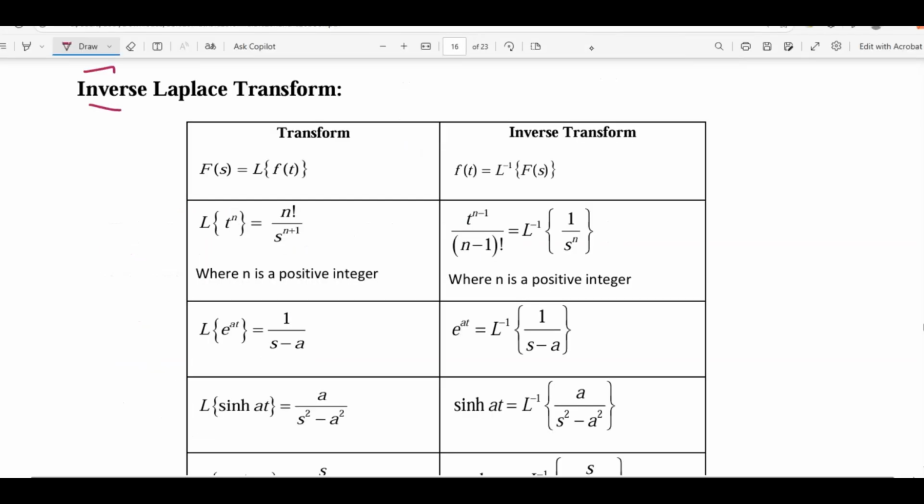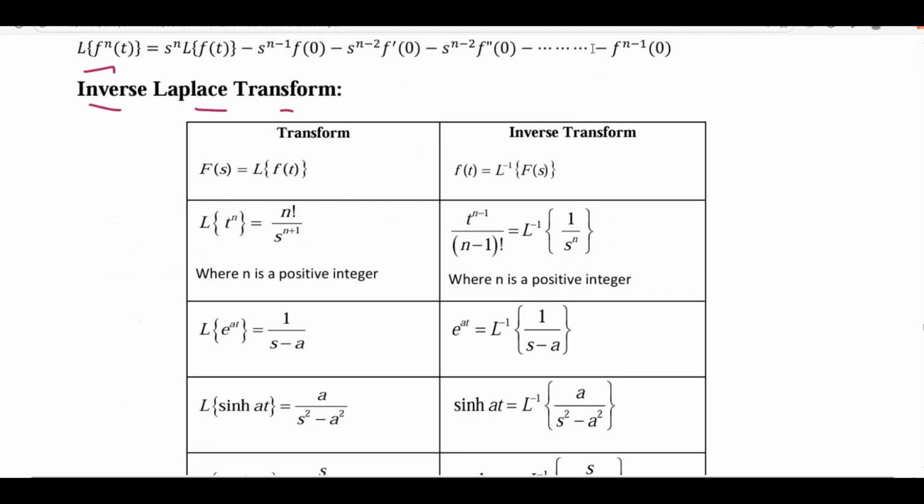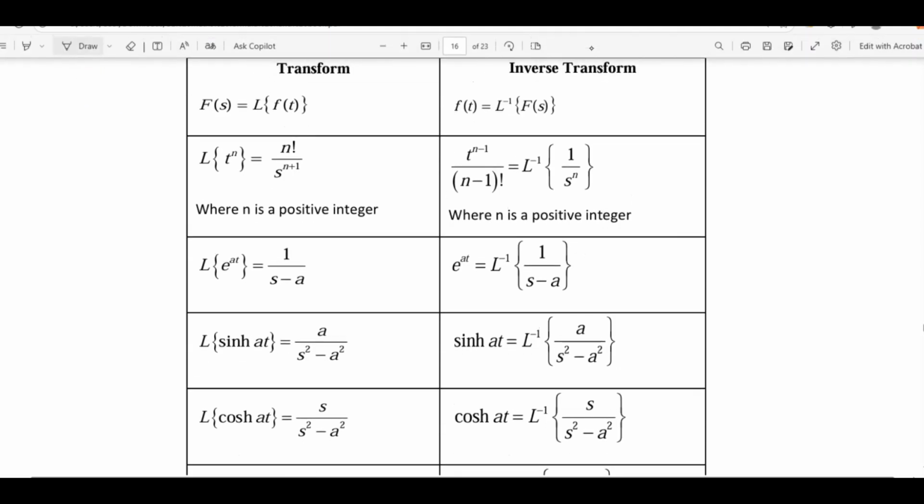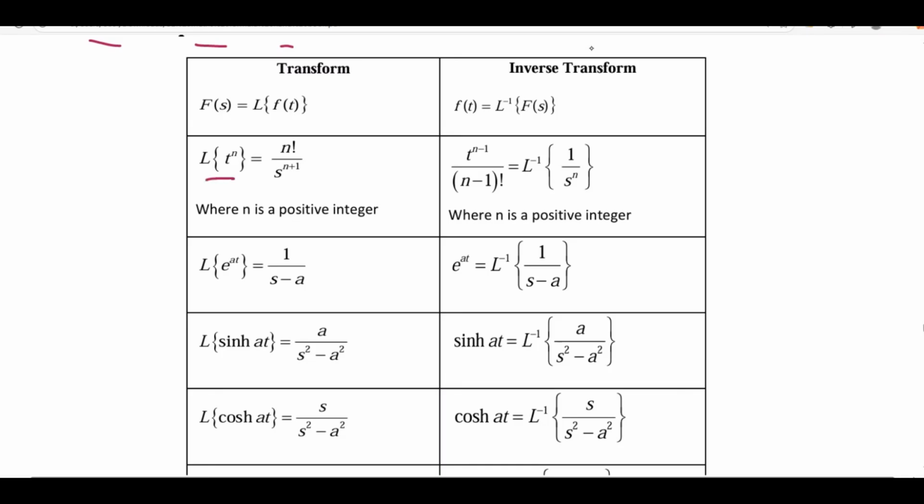Then the inverse of Laplace transformation. So what is the inverse of Laplace transformation? Let us see. If F(s) = L{f(t)}, then f(t) = L⁻¹{F(s)}. Then L{t^n} = n!/s^(n+1). Then t^(n−1)/(n−1)! will be L⁻¹{1/s^n}.